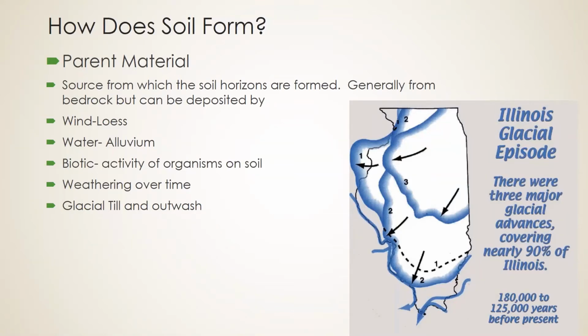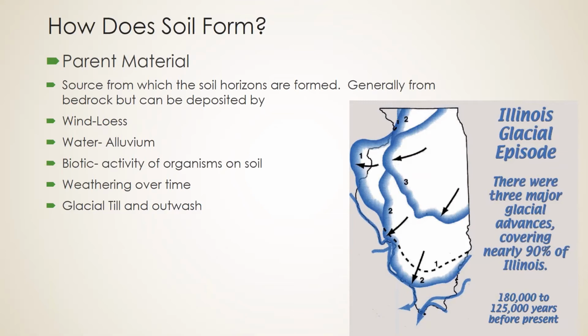Weathering over time, so fluctuations of warm weather, hot temperatures, freezing temperatures. This causes freezing and thawing and physical breakdown through ice formation, expansion, and breaking apart parent material over time. And so all of these simultaneously are acting to create soils.